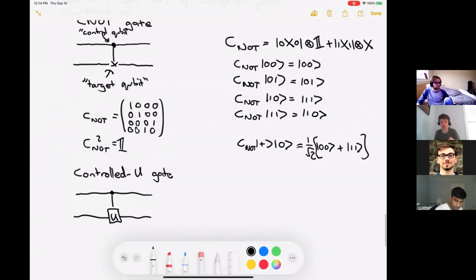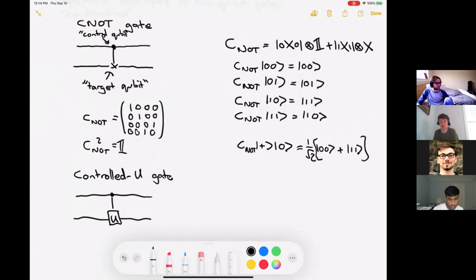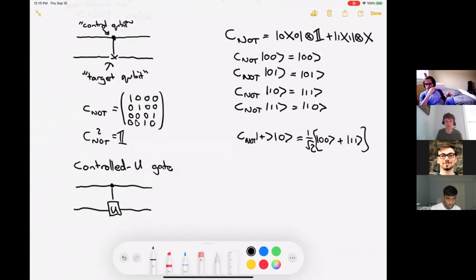So CNOT had, if the first qubit was in 0, it just did the identity. If the first qubit was in state 1, it applied the X matrix, a NOT gate. What do you think this controlled unitary might do? Apply the unitary only depending on the state of the control qubit.